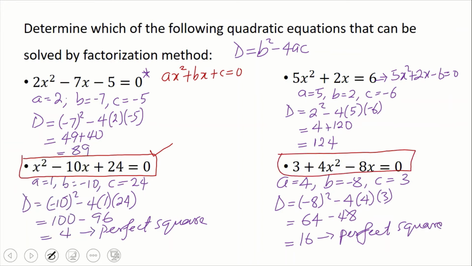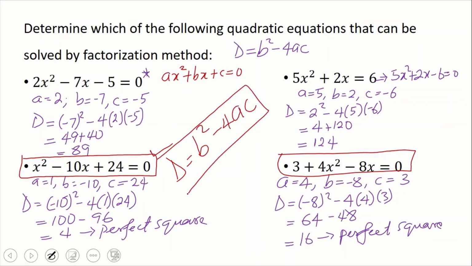All right, so here is another beauty of the discriminant. D equal to b squared minus 4ac. You can use this quantity to determine if you can solve any given quadratic equation by factorization method.